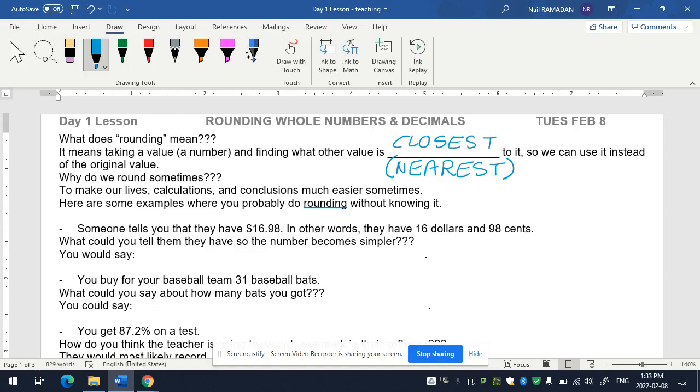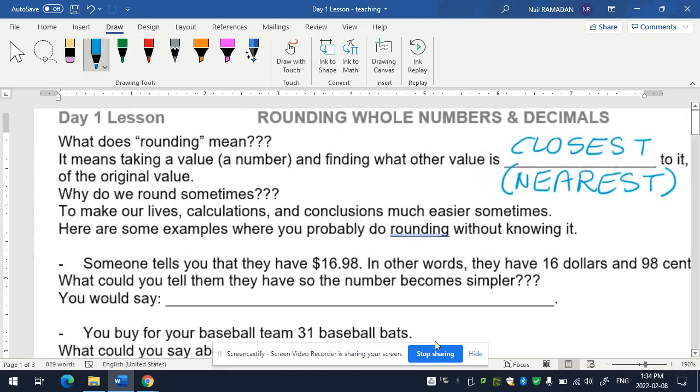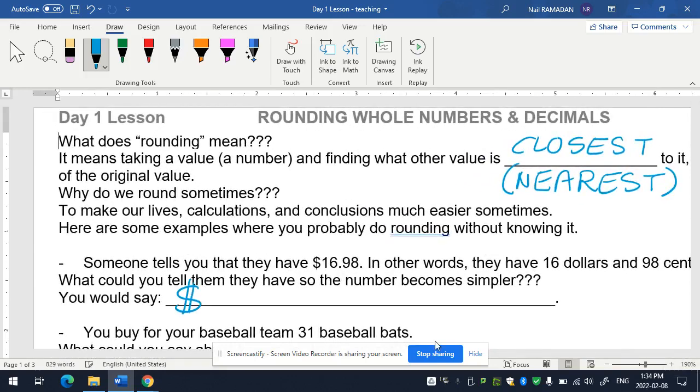Here are some examples where you probably do rounding without knowing it. Someone tells you that they have $16.98. What could you tell them they have so the number becomes simpler? You got it. That's it. So you would say $17. Remember always, everyone, I used to make this mistake. When you say $17, I used to put the dollar sign after the number. Nope. Dollar sign is always before. But cents is always after. Okay? So $17.